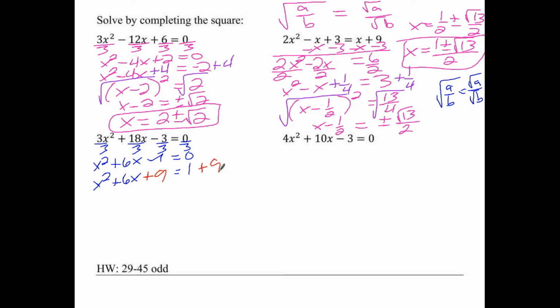All right. Now what? We completed the square. Can't solve it yet. It's a perfect square trinomial on the left-hand side, so we can write it like a perfect square. So it's now something squared equals 10. Basically, we're factoring the left-hand side.